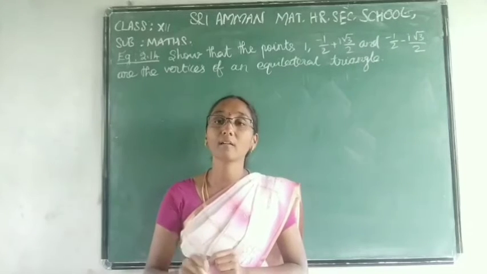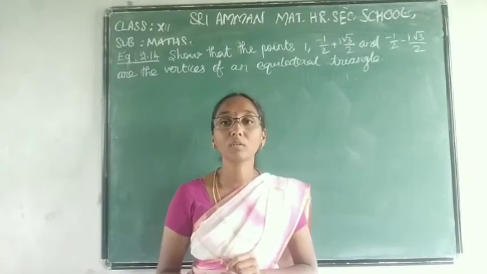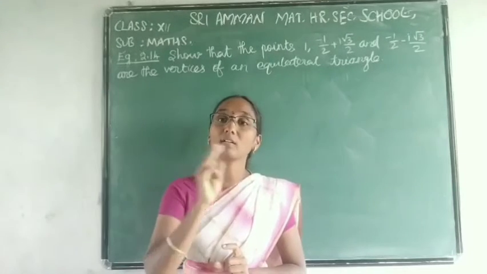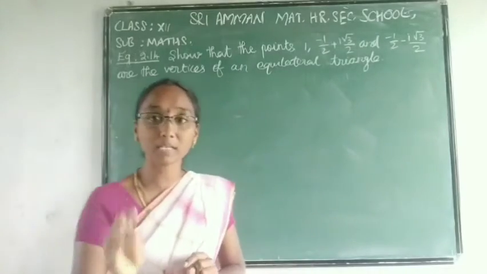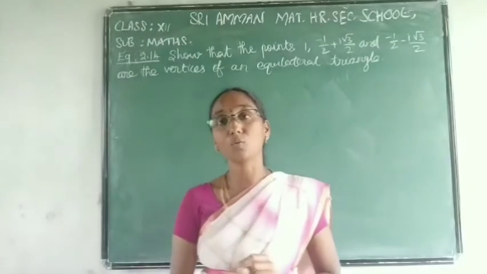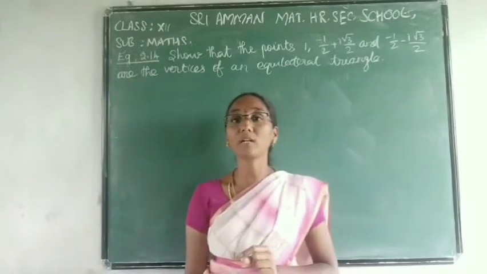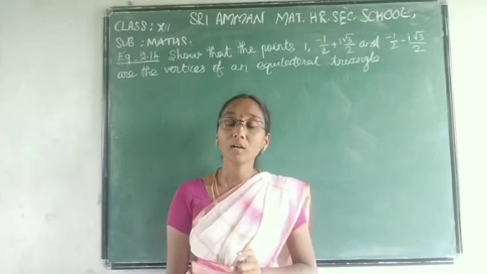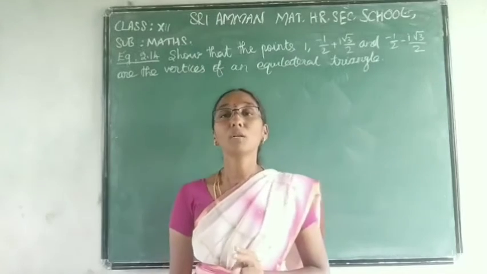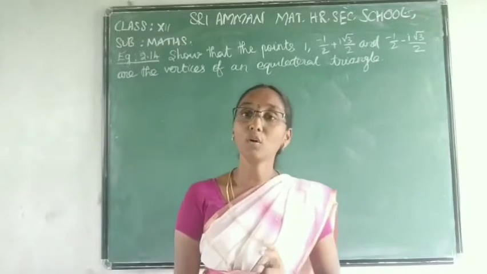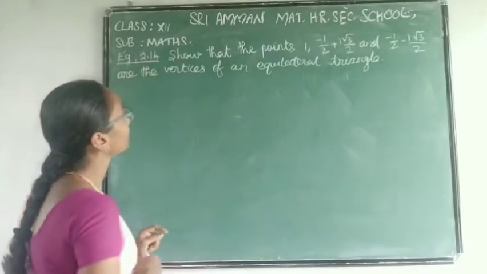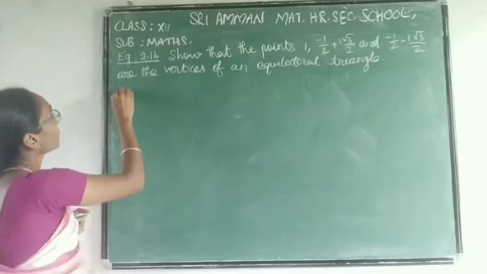Length of the sides. How do you find out? The length of the two complex numbers, or the distance between two complex numbers, is modulus of z1 minus z2. You already know. I already explained this to you also. The length or distance between two complex numbers is modulus of z1 minus z2. Okay, you already studied. Okay. Here, first of all, we want to show the graph.